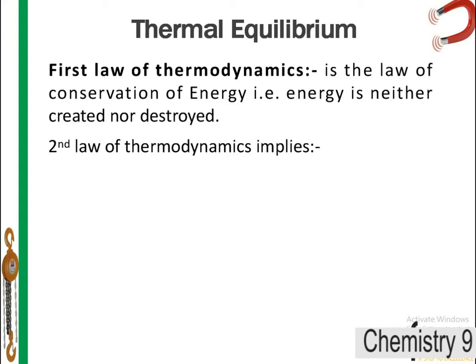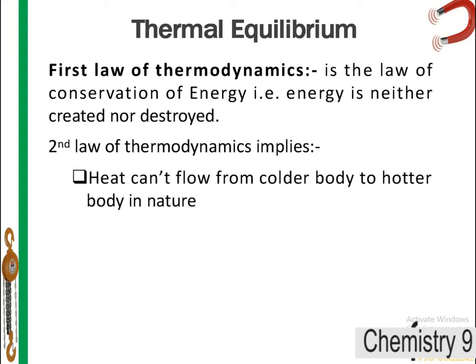The second law of thermodynamics basically implies the following: that heat or thermal energy can't flow from a cold body to a hotter body in nature. So you never actually get a flow of thermal energy from a cold substance to a hot substance. It's always the other way around. The transfer of thermal energy is always from the hotter body to the cooler body. The second law of thermodynamics also implies that processes can be irreversible.